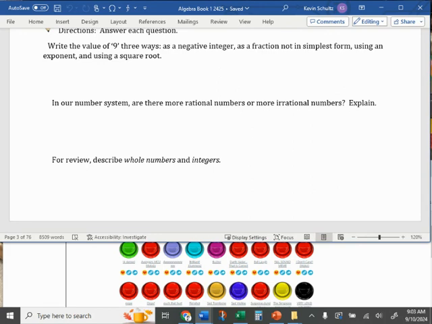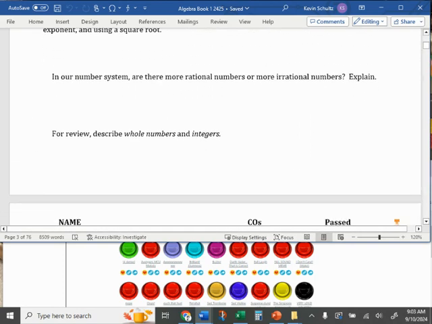Okay? Using a power to get a value of 9. Using a root to get a value of 9. A fraction not in simplest form, or a negative integer. Then in our number system, are there more rational numbers or more irrational numbers? Explain. And for review, describe what whole numbers and integers are.